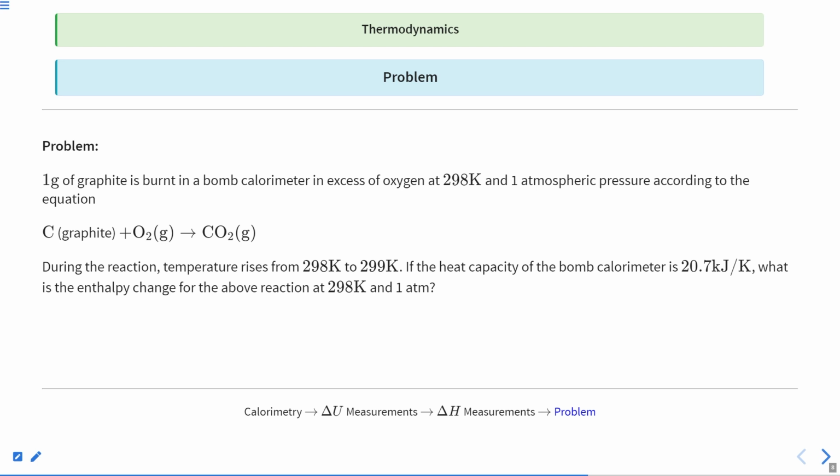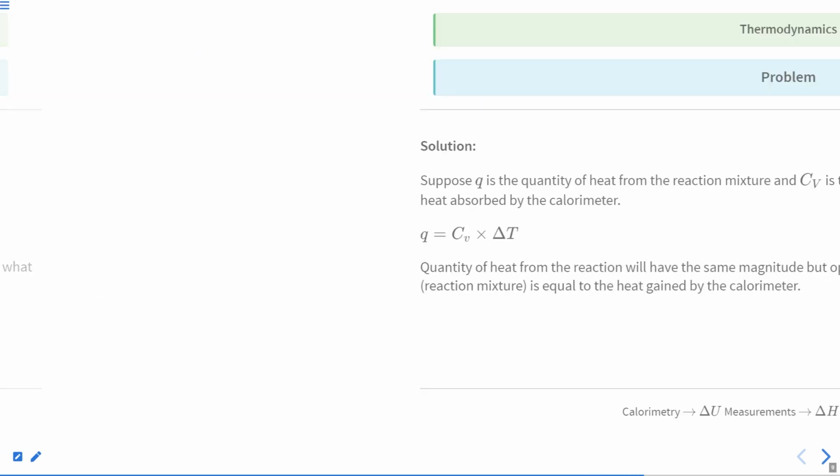So let us get back to the formula. What do we need? We have to calculate the enthalpy change. We are not given a normal calorimeter here, we are given a bomb calorimeter. So first, we will calculate delta U. Let us solve step by step. It will be very fun to solve this question.